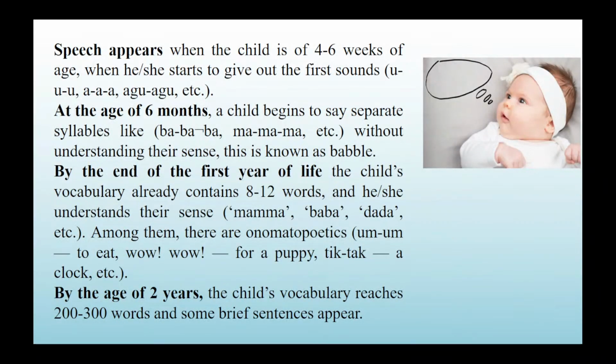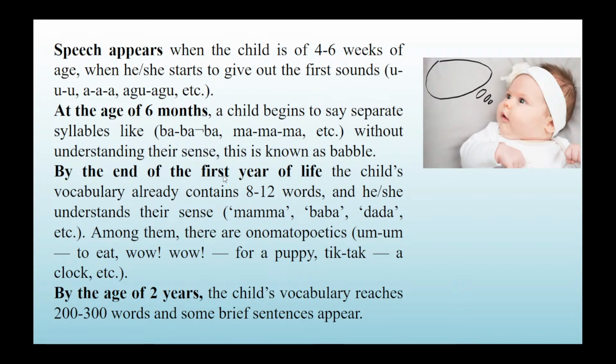Speech appears when the child is 6 weeks of age, when he starts to utter the first sounds, like agu agu. At the age of 6 months, the child begins to say separate syllables like ba ba ba, ma ma ma, without understanding their sense. This is known as babble.